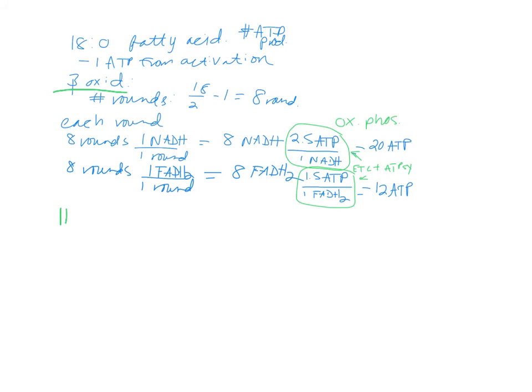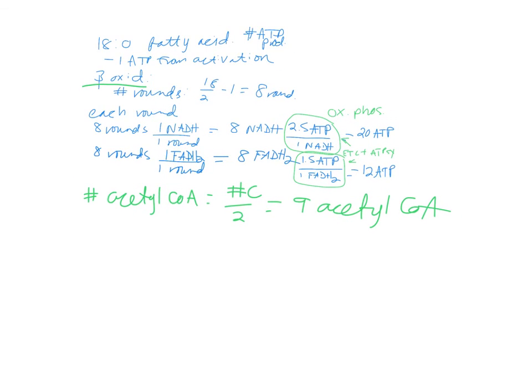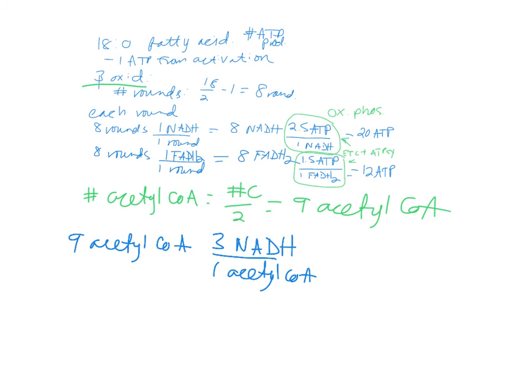And then we know the number of acetyl-CoA equals the number of carbons divided by 2. So that's 9 acetyl-CoAs. And the acetyl-CoA will go into the TCA cycle. So if I have 9 acetyl-CoA, for every 1 acetyl-CoA, I get 3 NADH from the TCA cycle. And again, we know that 1 NADH is worth 2.5 ATPs.